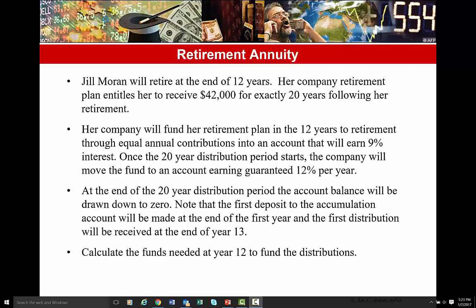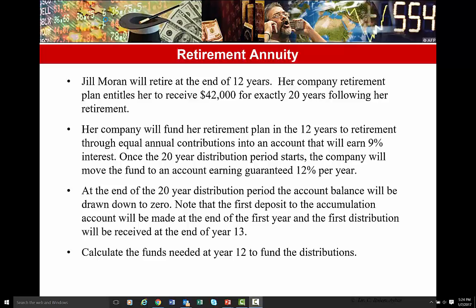Her company will fund her retirement plan in the 12 years to retirement through equal annual contributions into an account that will earn 9% interest. So her company will deposit certain amounts of funds over a 12-year period, which is going to earn 9% interest over this 12-year period.